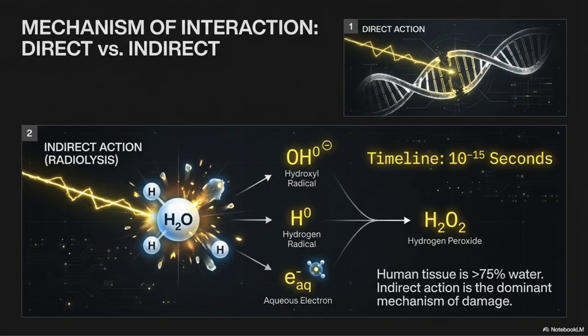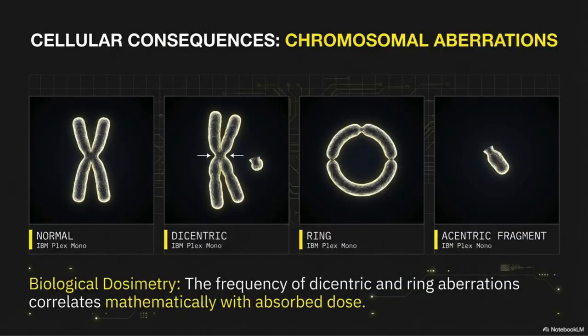Radiation damages cells by two mechanisms. Direct action occurs when radiation hits DNA directly. Indirect action, which is more common, occurs through radiolysis of water, producing free radicals like O and hydrogen peroxide. Since human tissue is over 75% water, indirect damage dominates in clinical practice.